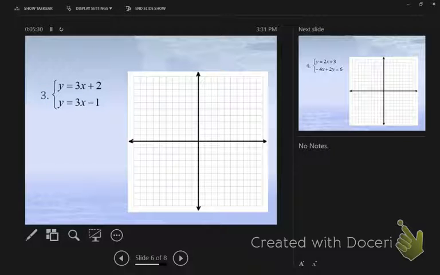On our third problem, these ones are already in slope-intercept form, so we'll just jump right into graphing them. First one, we go up 2 on our y-axis, and then we use our slope of 3/1 to plot our points. And we put in our line.